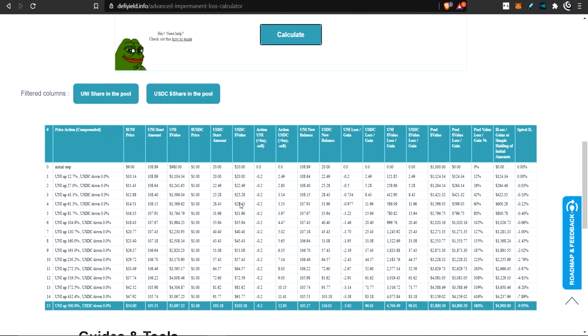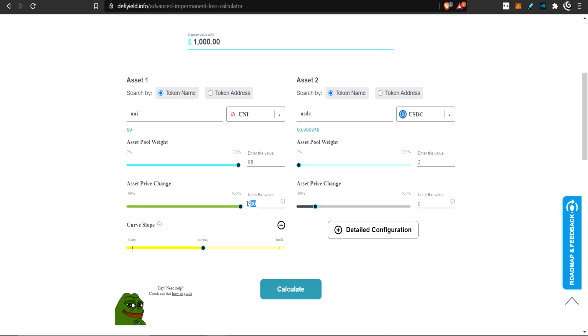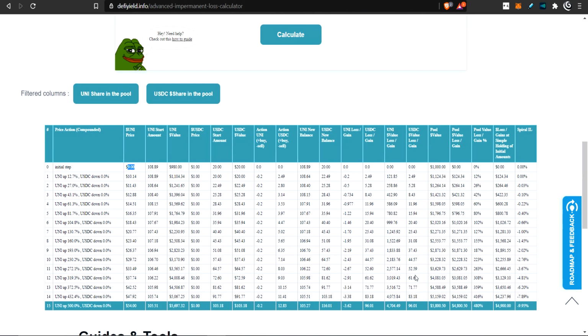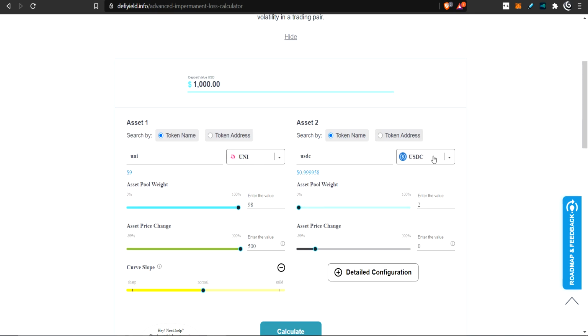Now, there is one factor of this that is lacking, and that is this here. This is predictive. Like, how are you going to know this number? It's a prediction. You're guessing at it. This is more about helping you to predict whether or not you should take part in some pool, like a UNI USDC pool.